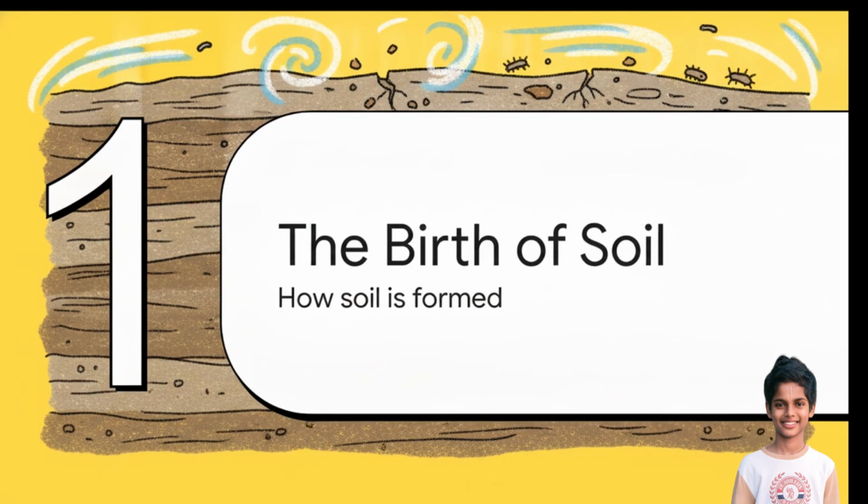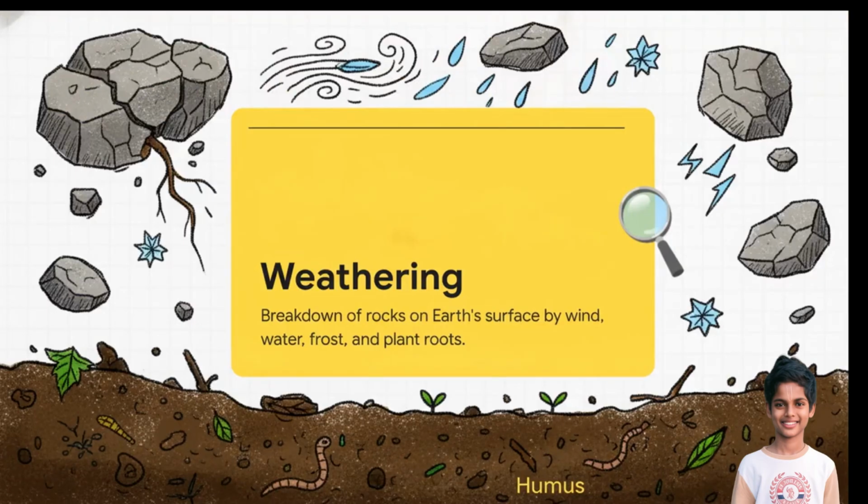I mean, how does this stuff actually form in the first place? Now, you absolutely need to know these 2 definitions for your exams, so pay close attention. First, soil is the uppermost layer of the earth, right? But it forms through a very slow process called weathering. This is basically the continuous breaking down or disintegration of rocks by natural forces. Think wind, water, frost, and even plant roots pushing through the cracks.